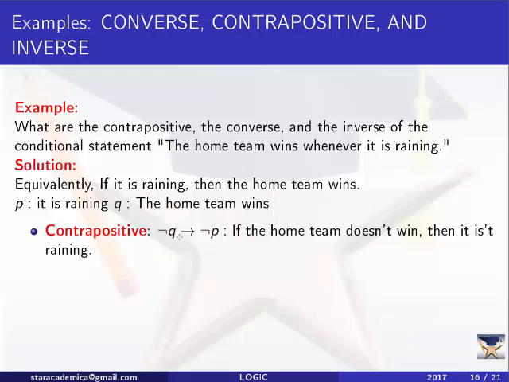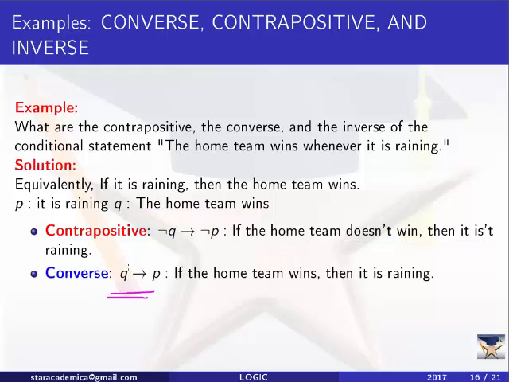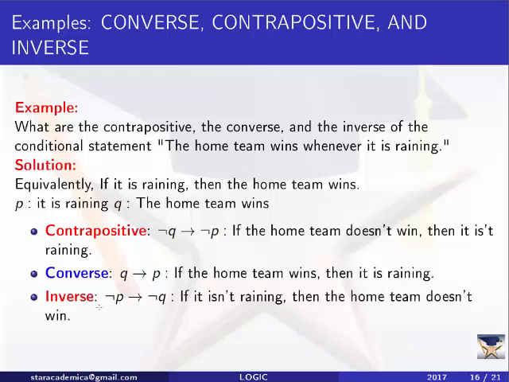Here we go. Contrapositive: not Q, not P. So if the home team doesn't win, then it's not raining. If we argue logically, we'll see that this is equivalent to if it's raining, then the home team wins. So instead, one may say if the home team does not win, then it's not raining. Converse, switching the Q and P places: if the home team wins, then it's raining. And inverse, meaning not P: if it's not raining, not P, then the home team does not win.